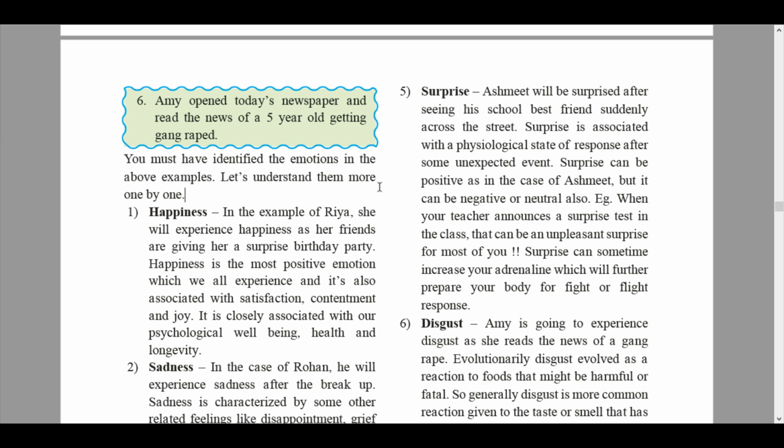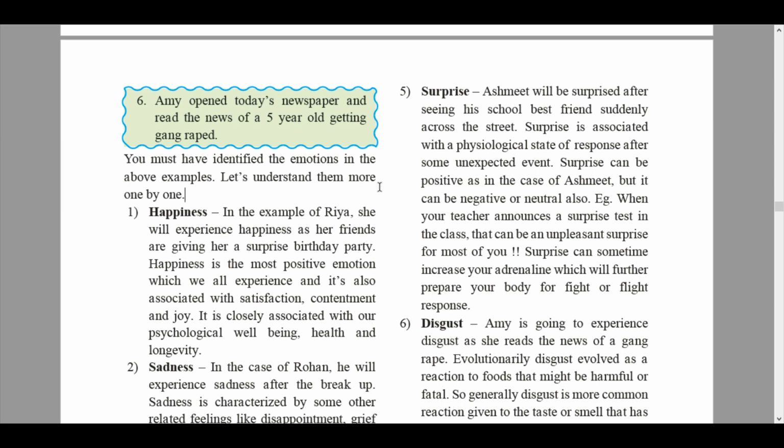Surprise is associated with psychological state of response after some unexpected event. Surprise can be positive, as in the case of Ashmit, but can be negative or neutral also. Example, when a teacher announces a surprise test in the class, that can be an unpleasant surprise for most of you.